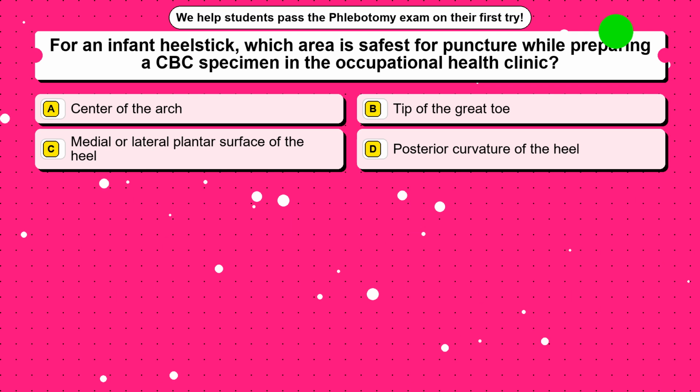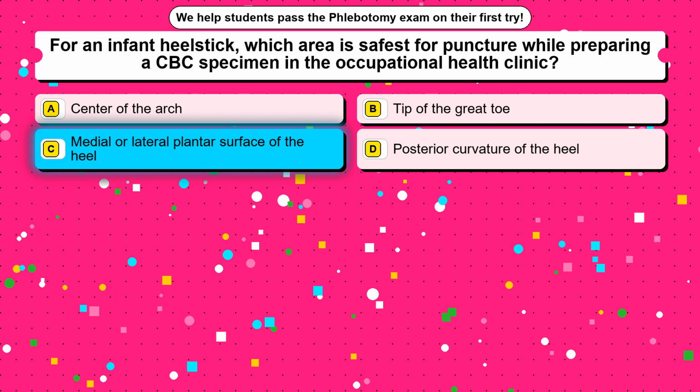Question 56. For an infant heel stick, which area is safest for puncture while preparing a CBC specimen in the occupational health clinic? Option A. Center of the arch. Option B. Tip of the great toe. Option C. Medial or lateral plantar surface of the heel. Option D. Posterior curvature of the heel.